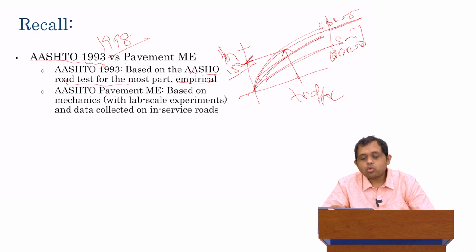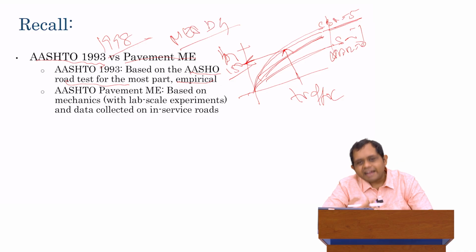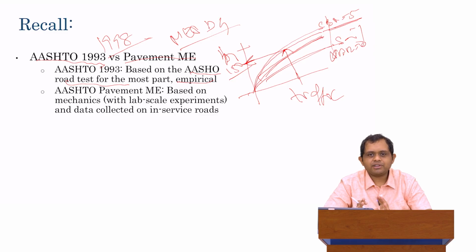AASHTO Pavement ME. So AASHTO 1993 was the big pavement design guide in its time. About a decade, actually more than a decade later, came the AASHTO Pavement ME design guide, which, as I've been mentioning, originally was called MEPDG. That's the Mechanistic Empirical Pavement Design Guide. The brand name changed to Pavement ME. So I use the two terms, Pavement ME and MEPDG, fairly interchangeably. So please don't get confused and follow along with me. I mean the same thing, MEPDG or Pavement ME.